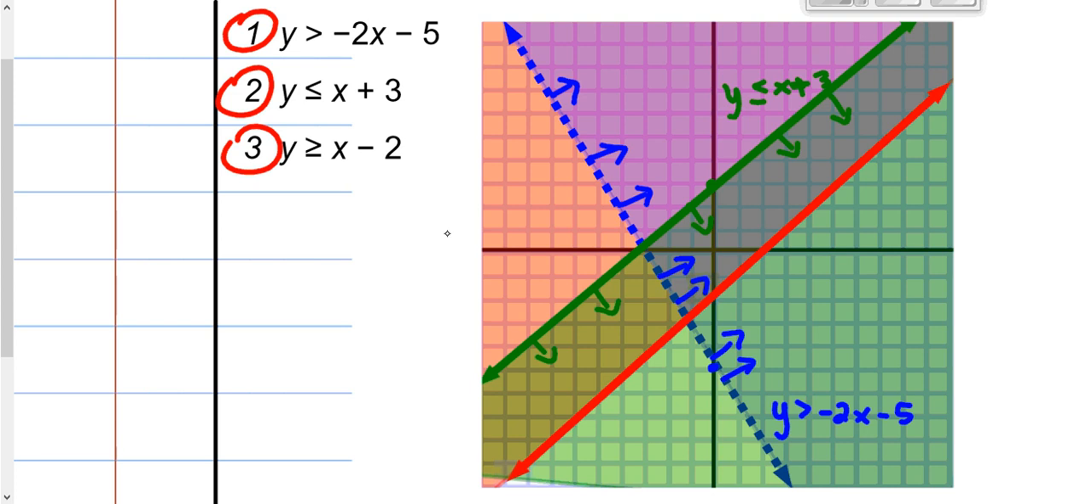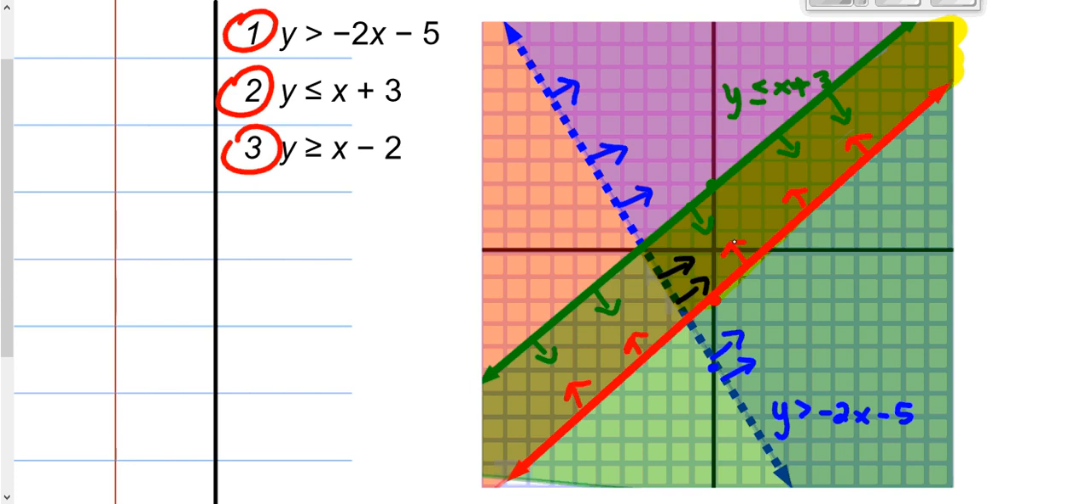And the last one is the red. X minus 2, negative 2 is the y-intercept. It is greater than, so it is shading above. Now, if you look here, where are all three of those shaded? Well, they are all three shaded right here. It is kind of hard to see the highlighting there, and I apologize for that. But right there is where they are all shaded in the middle.